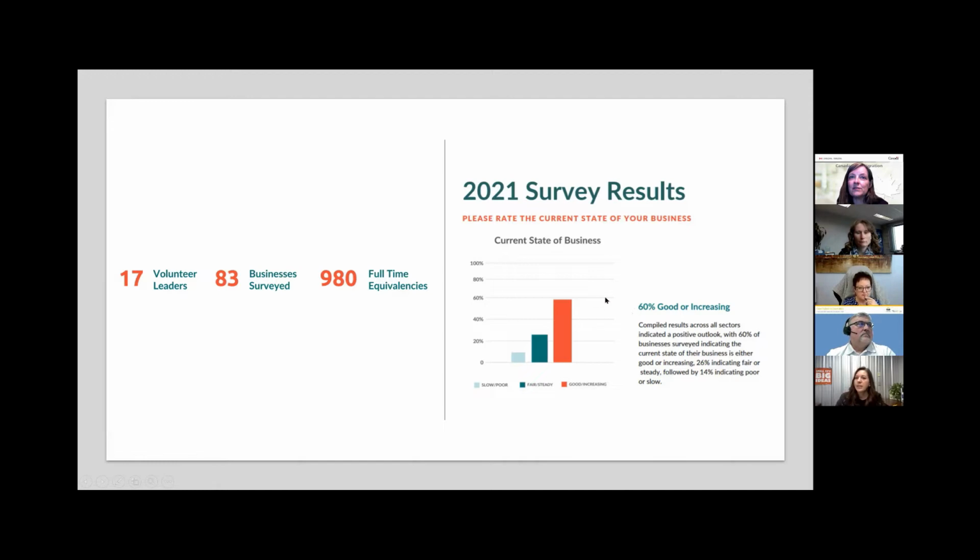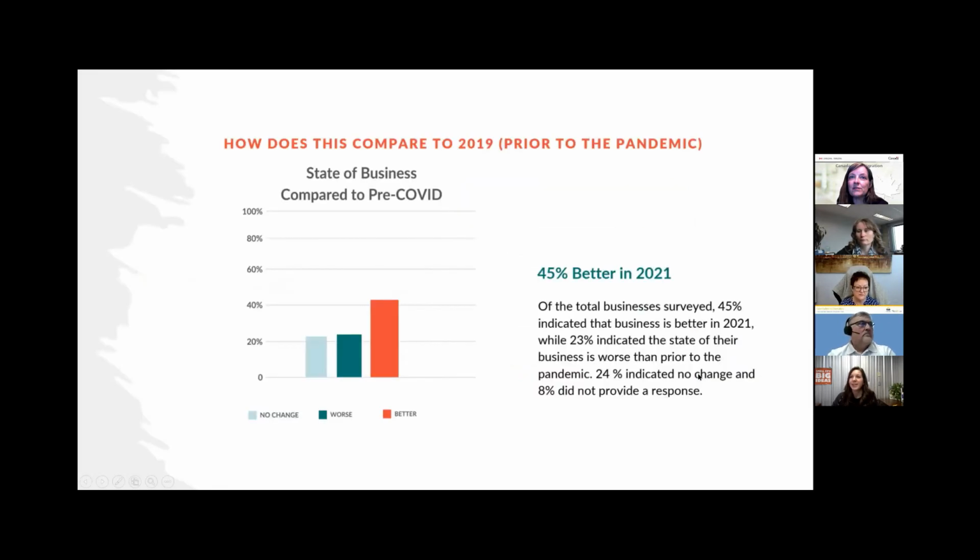But interestingly, despite all of the upheaval created by the pandemic, we found that the results were fairly similar to previous business walks, and 60% of our local businesses said that business was either good or increasing, 26% indicating fair, steady, and 14% indicating poor or slow. So we found that quite encouraging, given how things could be. And compared to 2019, we even saw almost half of businesses saying that their business was doing better than pre-COVID. So really a statement to the resilience of our local business community and the support.